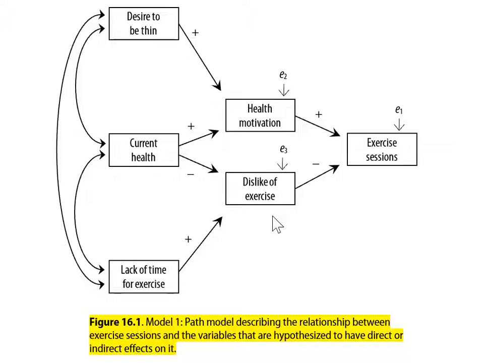Dislike of exercise is directly determined by current health. Notice it's expected to have a negative effect on how much you dislike exercise, and dislike of exercise is positively determined by lack of time for exercise. Notice the positive symbol there. This is our primary path model that we'll spend most of the chapter talking about.